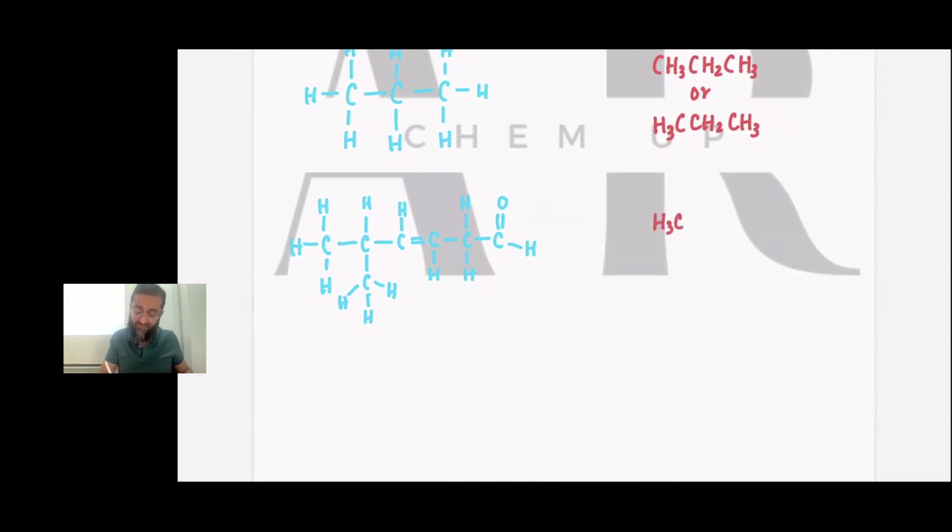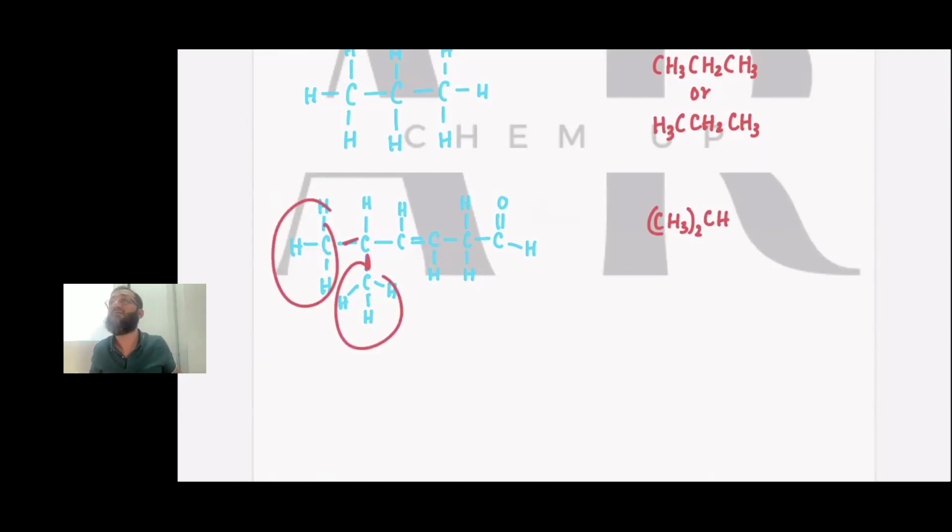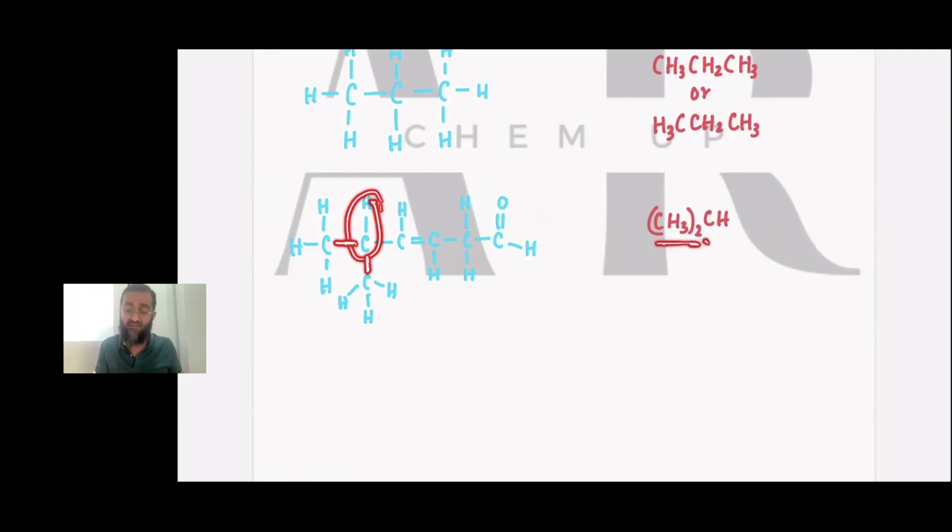H3C. Okay. It's better if I write CH3 in bracket twice and then write CH. Because see, this CH3 and this CH3 both are bonded to same CH. So you can write CH3 twice CH. Is this clear? This CH got 2 same groups. So that's why I write CH3 twice CH.